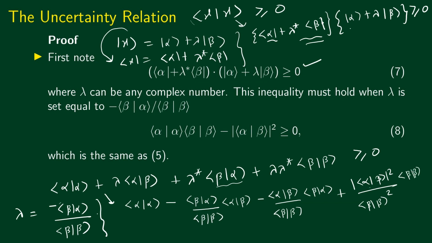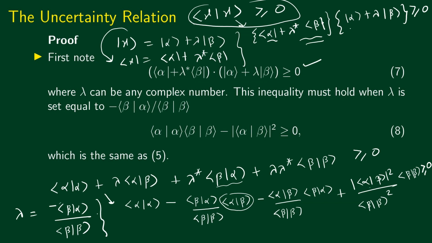This is the left hand side for this particular choice of lambda, and this condition says that this has to be greater than or equal to 0. Now if you look at the terms here, this is bracket beta alpha multiplied by bracket alpha beta, which is nothing but the modulus square of this complex number. Similarly here I have bracket alpha beta multiplied by bracket beta alpha, which is also the modulus square of bracket alpha beta.